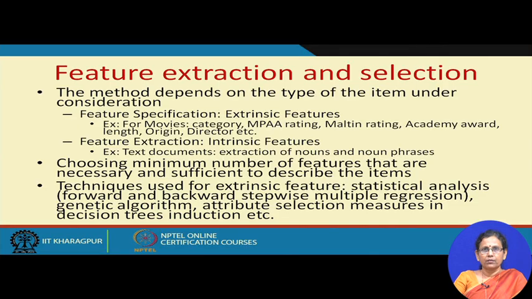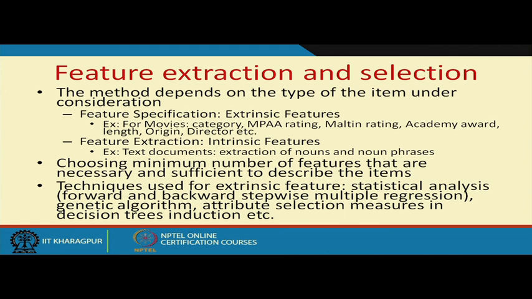Similarly, the features can be intrinsic, which means they can be derived; they are not obviously available somewhere. As I was telling you, in the case of text documents, extracting the nouns and noun phrases can constitute your features. So, here the various ratings can be derived from the text document itself. Though we are not discussing this, term frequency, inverse document frequency, etc., can be used.